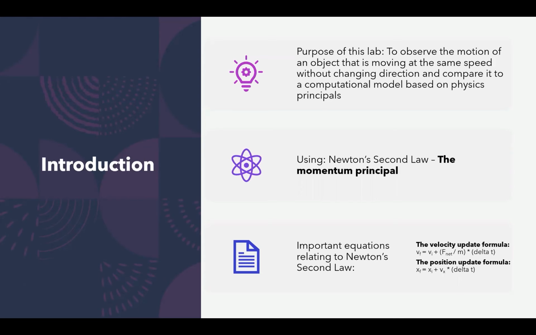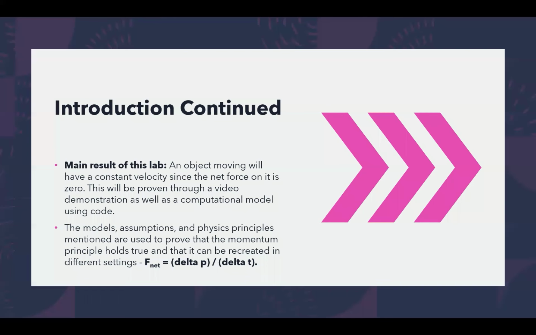In conjunction with Newton's second law, two important equations need to be taken into consideration. Velocity final equals velocity initial plus F net over m times delta t, and position final equals position initial plus velocity of x times delta t.